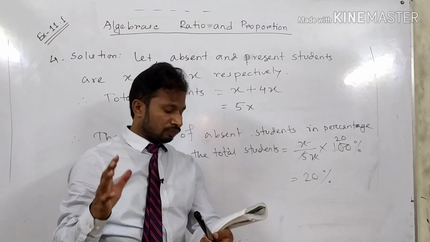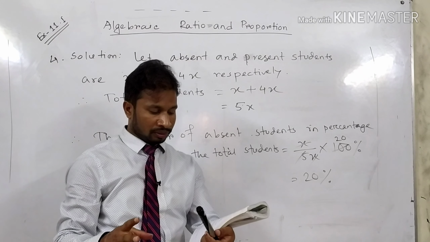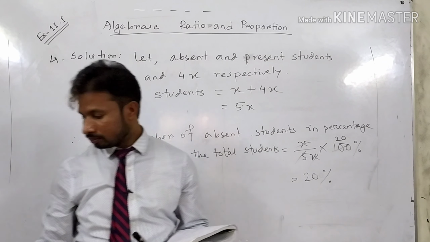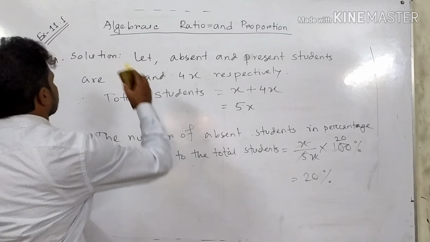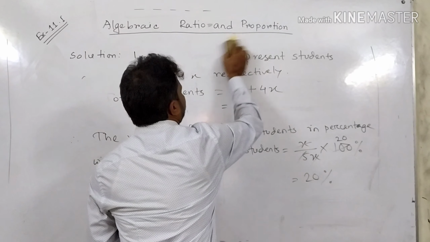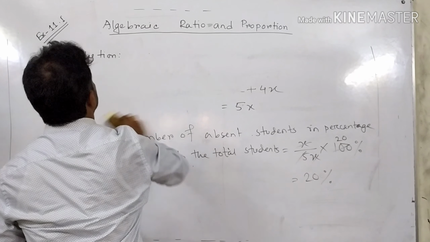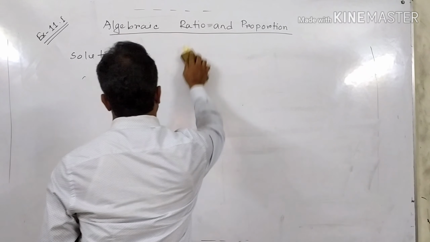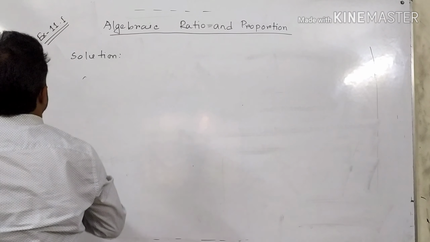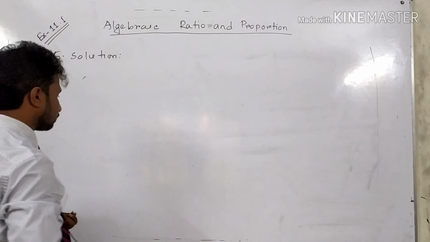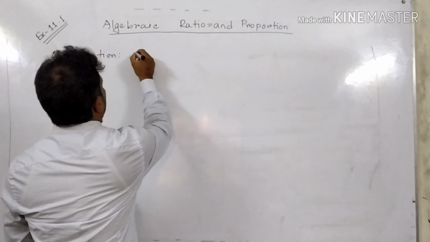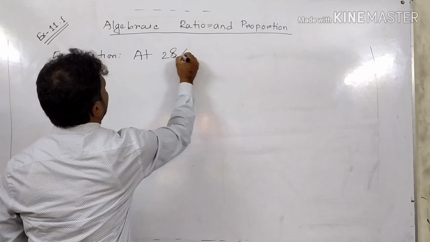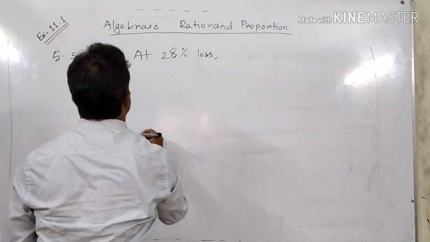A thing is first bought and then sold with 28% loss. Find the ratio of buying and selling price, buying and selling cost. At how many percent loss? At 28% loss.